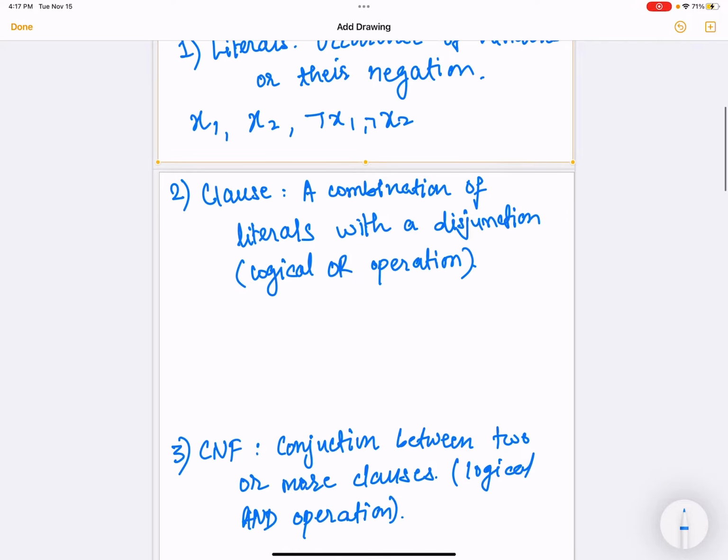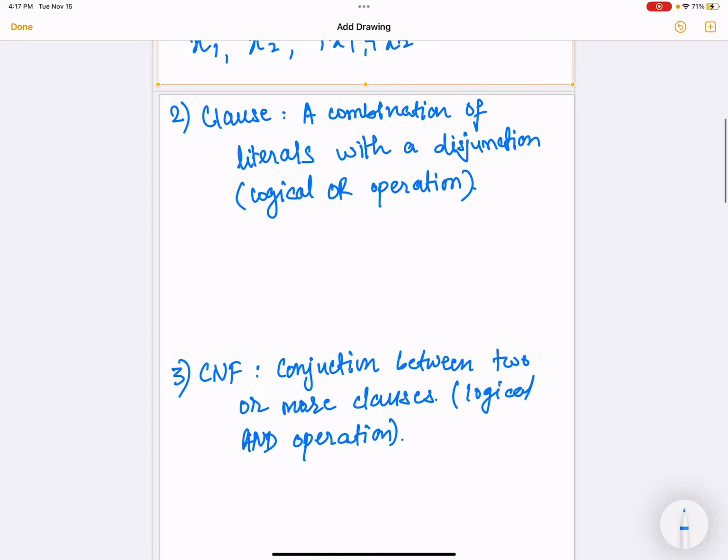Then let's see what is a clause. So clause is a combination of literals with a disjunction. Disjunction is a logical or operation between the literals. So example of a clause is if we say x1 disjunction with x2, or we say negation of x1 or x2. So these are the clauses.